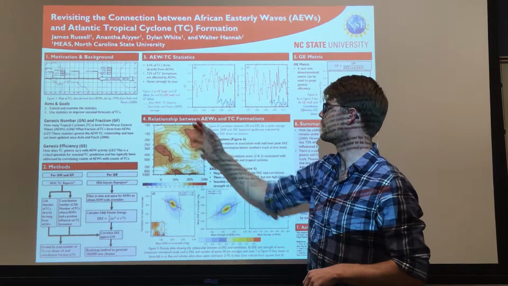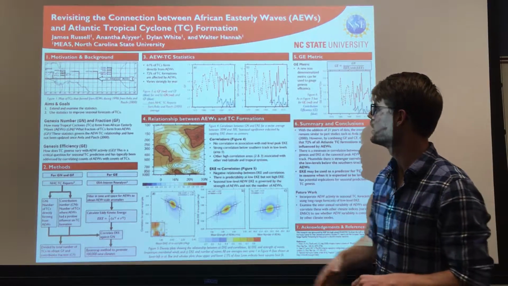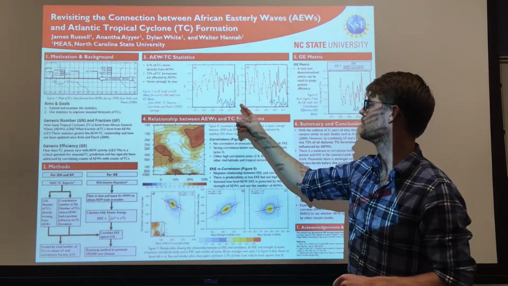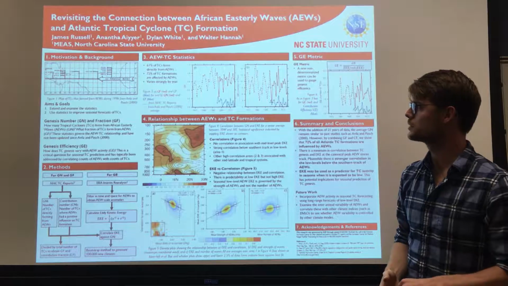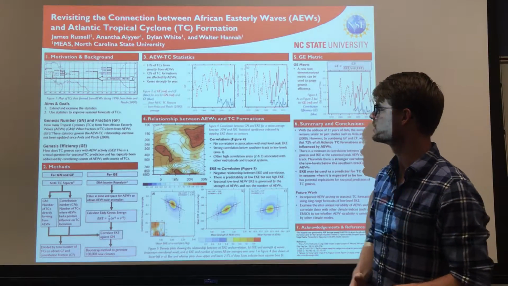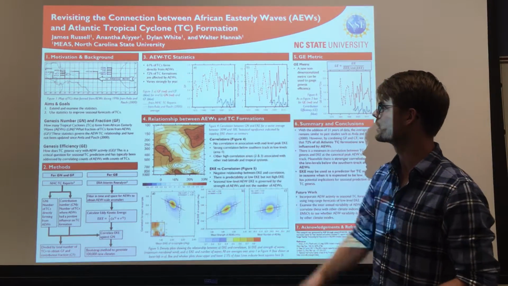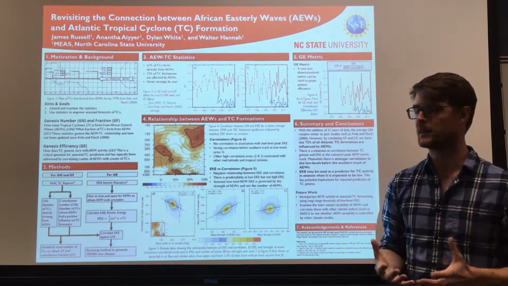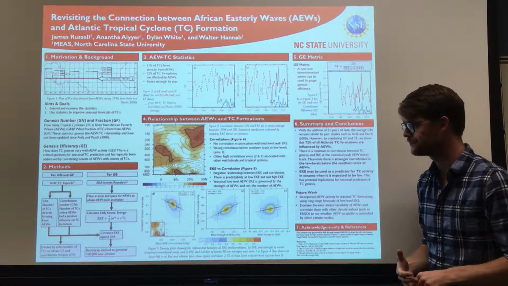And so this is what's shown up here. This is the fraction along the y-axis, season along the x-axis. This in red is the genesis fraction. This in blue is the contribution fraction. On average, 61% of tropical cyclones form directly from African easterly waves, and this is fairly consistent with previous literature. But if we include the contribution fraction, 72% of tropical cyclone formations are actually affected by African easterly waves, and this is a number that hasn't previously been reported in the literature.